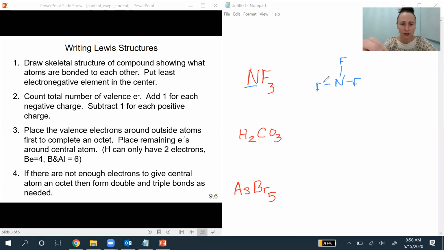All right, let's count the total number of valence electrons. If we look on the periodic table, we find that nitrogen should have 5 valence electrons, and each fluorine would have 7, and we have 3 fluorines. So we have 21 plus 5 valence electrons with no charge to consider. So we have 26 valence electrons.